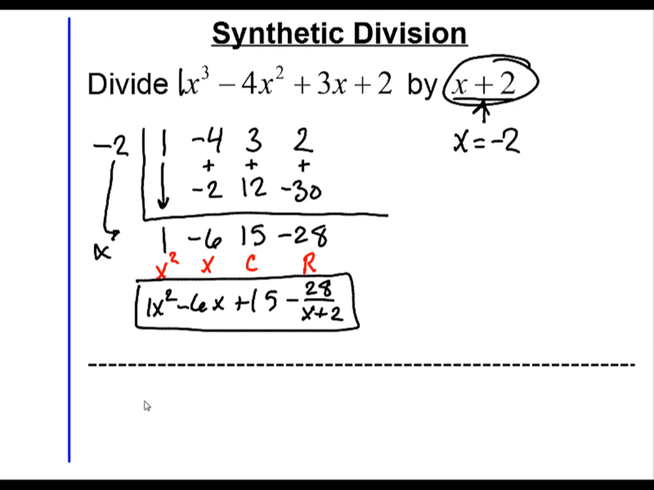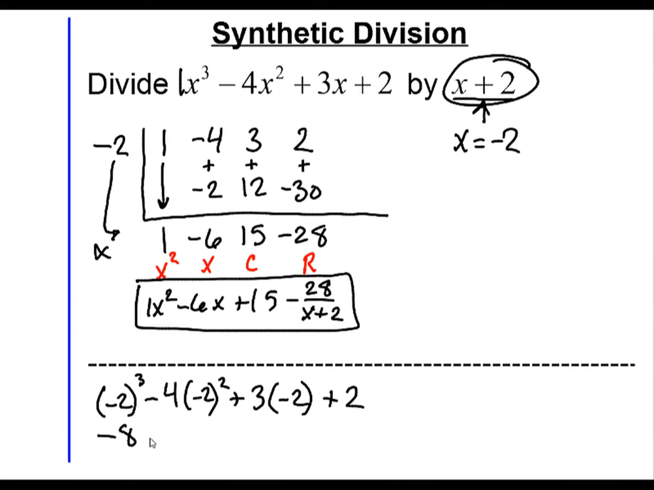Let's take a look at something interesting. I want to just show you guys a little experiment. I want to take this -2 and I want to plug it into here since it is an x. And let's just see what we get. -2 to the third power minus 4 times -2 to the second power plus 3 times -2 plus 2. If I evaluate this, I end up with -8. -2 squared is 4. 4 times 4 is 16. 3 times -2 is -6 plus 2. I end up with -28.